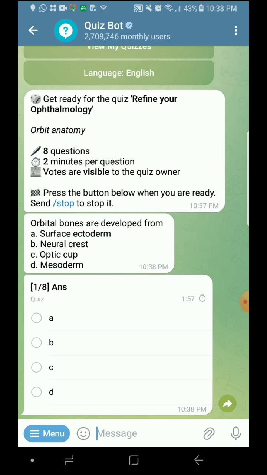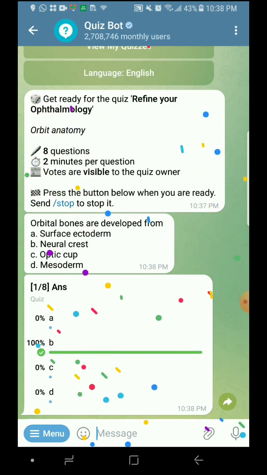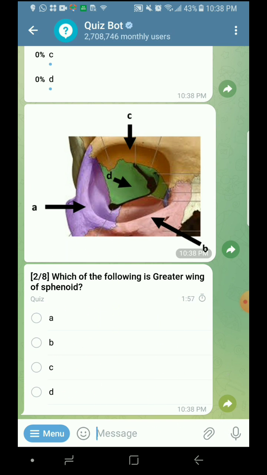The first question is regarding the development of the orbit bones. Now, if you have attended the first quiz, you could have answered this question from the explanation that all of the following structures derive from surface ectoderm (SE), from neuroectoderm (optic cup is NE), and mesoderm (MES). So rest everything is taken as an exception. So this orbit bone does not come in any of the three, so it is an exception. The answer is neural crest.